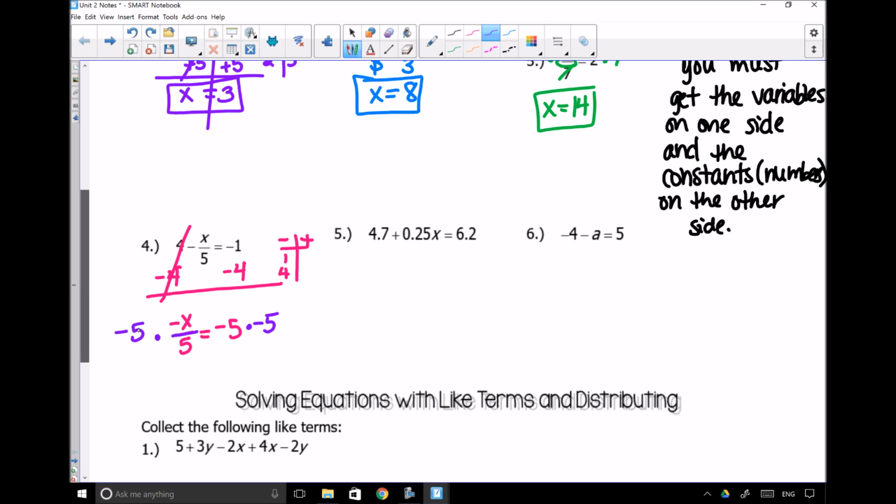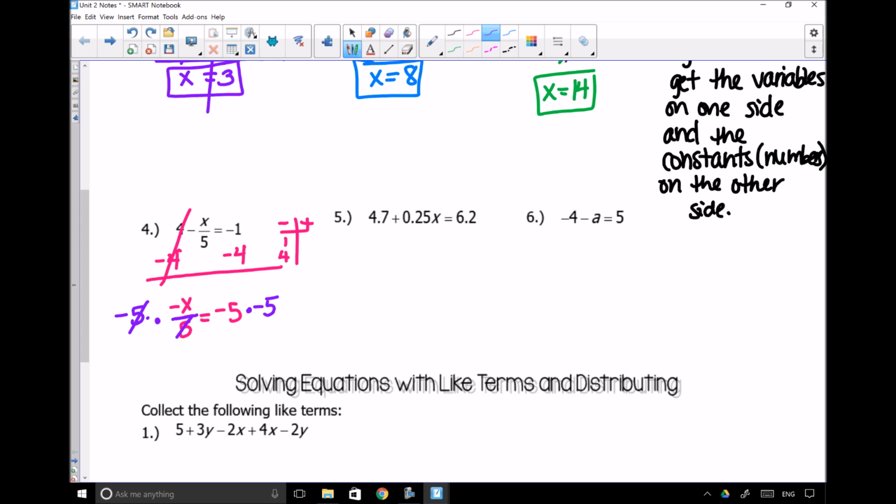Okay? So this 5 and this 5 cancel, right? Because 5 divided by 5 is 1. And this negative and this negative cancel. So I'm left over with an x. And now I just do negative 5 times negative 5, which is 25. Okay? All right, so let's take a look at the next example that we have here.